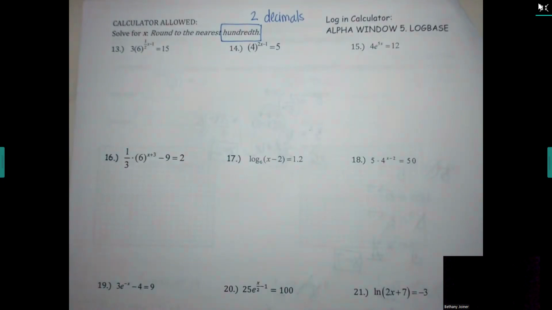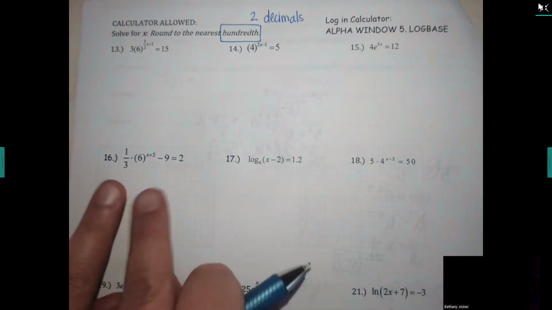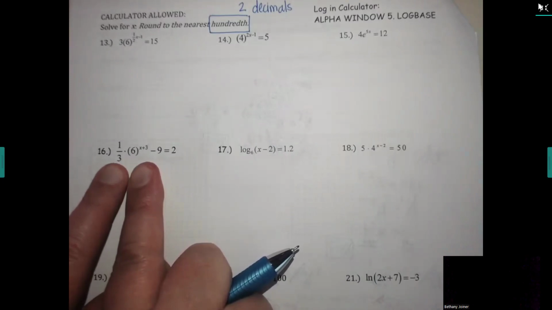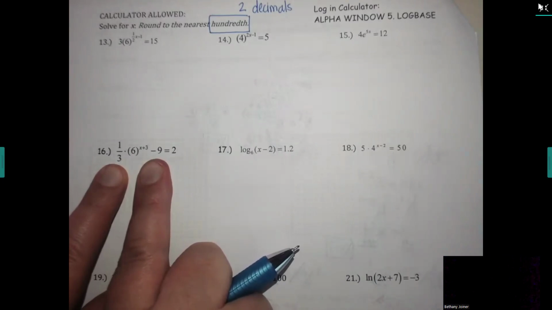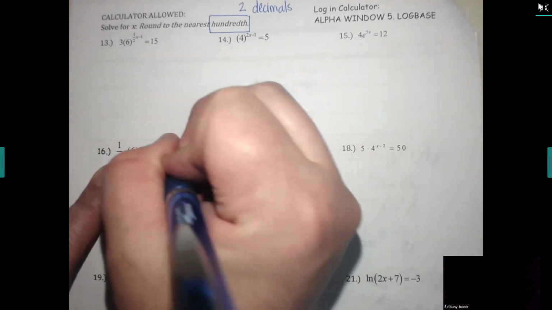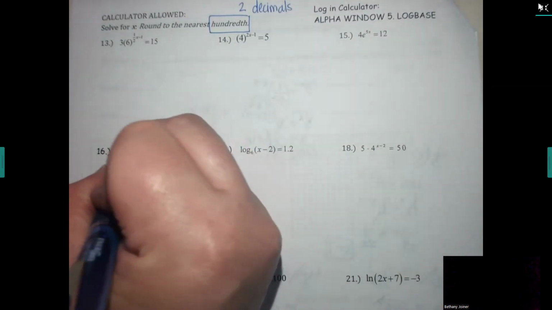So we're just going to hit a couple of these. Let's start with number 16. What number in number 16 should I eliminate first? The 1/3 in the front or the -9 in the back? Take a guess. Not the 1/3. So it has to be the 9. How do I undo a -9? Plus it. So 2 plus 9 gives me an 11.